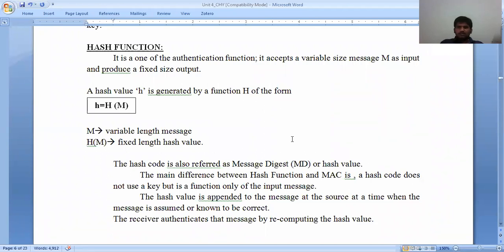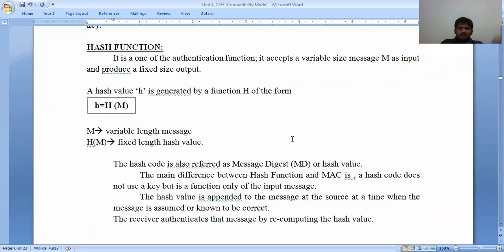For example, we are creating a message. We are not going to think about whether every message, that is every word, should be equal. In general, every word should not be of equal size. So if different types of messages are there, then by using a hash function, we generate fixed-length outputs. That is the main aim of the hash function.